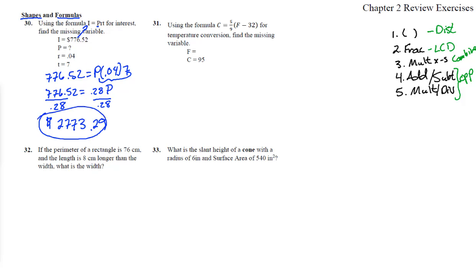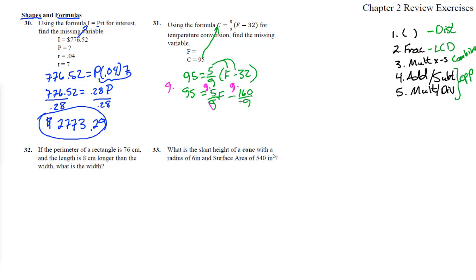All right, number 31. Using this formula, again, good thing they gave it to us, and C is 95 right here. So we have 95 equals 5/9 times F minus 32. Find the missing variable, which is F. Do we have parentheses? Yes, so we'll distribute this in. So 95 equals 5/9 F minus 160/9. Do we have fractions? Yes, let's multiply through by that least common denominator. The denominators are all 9, so times 9, times 9, times 9.